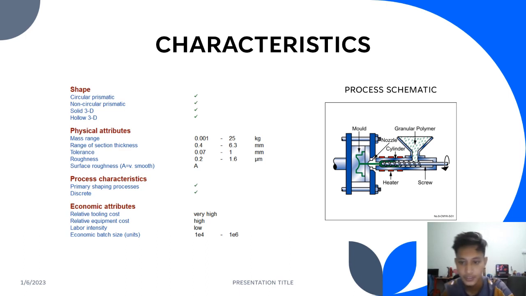From the process schematic, as we see, the material will enter as granular polymer, and the machine will heat the material until it melts, and then the screw will push the material into the mold and the injection molding process begins.